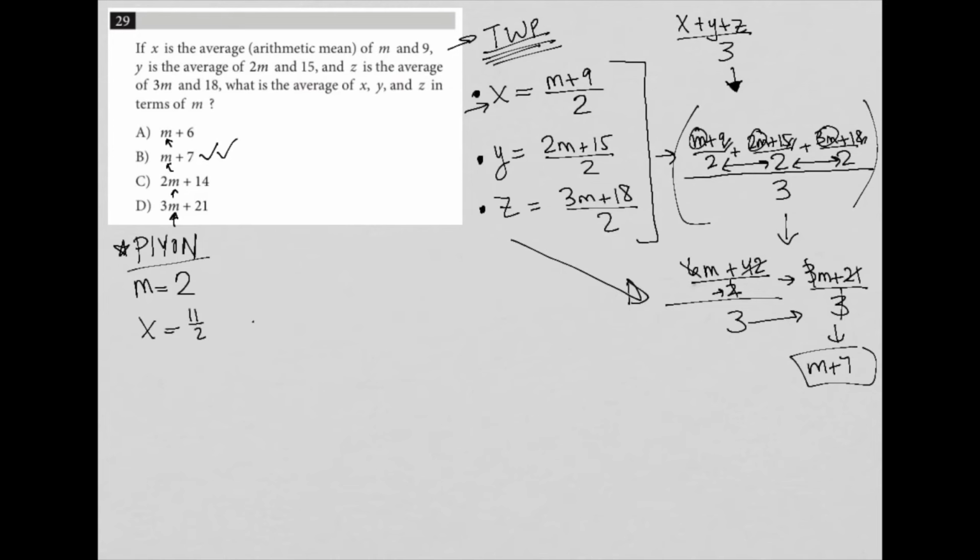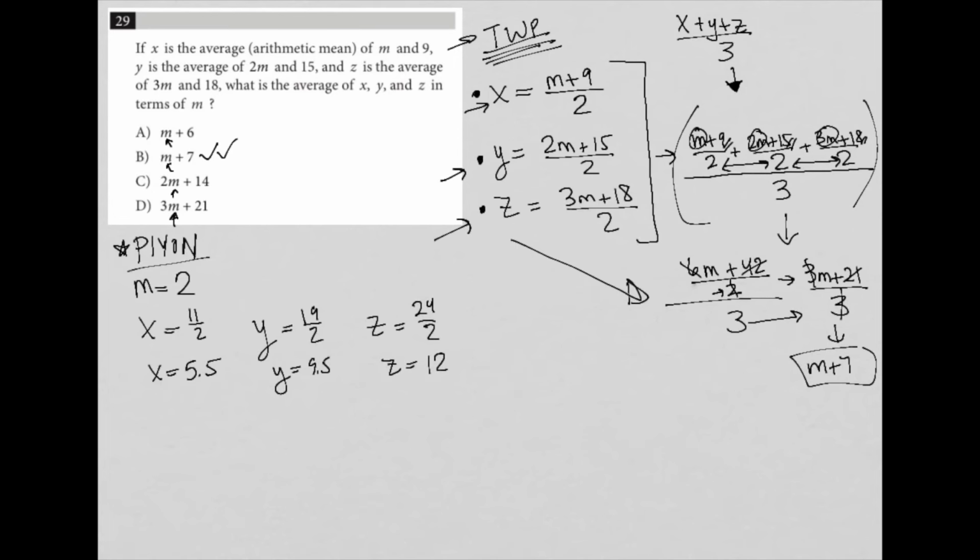And for y, instead of 2m plus 15 over 2, is going to become 2 times 2, which is 4, plus 15, which is 19 over 2. And for z, instead of 3m plus 18 over 2, I'm going to have 3 times 2, which is 6, plus 18, which is equal to 24 over 2. When I simplify that, I get x equals 5.5, y equals 9.5, and z is equal to 12.